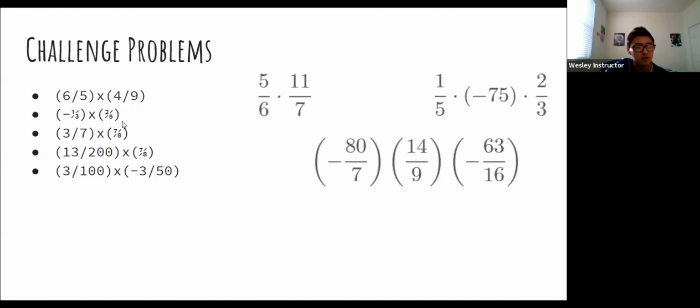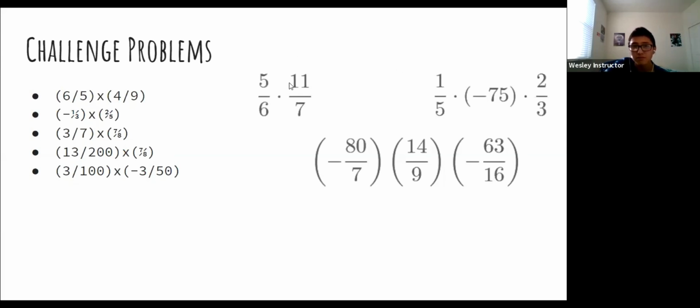-1/3 times 2/5. You guys should have gotten -2/15. Next one, 3/7 times 7/8. You guys should have gotten 21/56. You guys could simplify that one also. You guys can take out a 7 from top to bottom. 13/200 times 7/8. You guys should have gotten 91/1600. And then the last one, -9/5000.